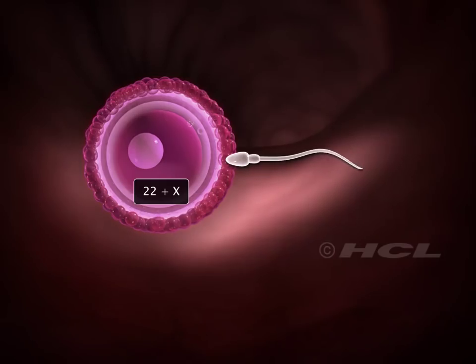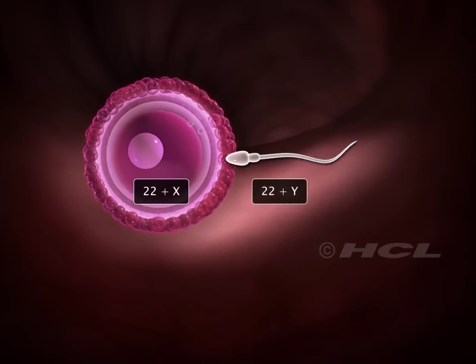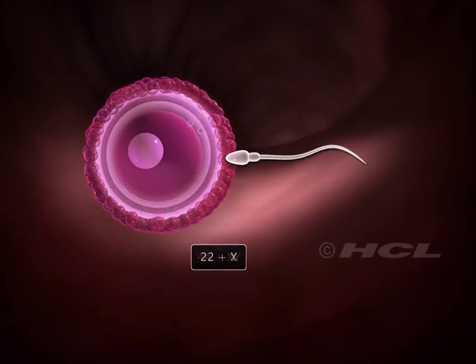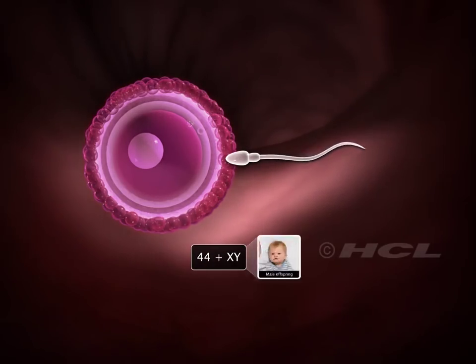But if the sperm that fertilizes the ovum carries a Y chromosome, then the zygote will have one X and one Y chromosome and the embryo will develop into a male offspring.